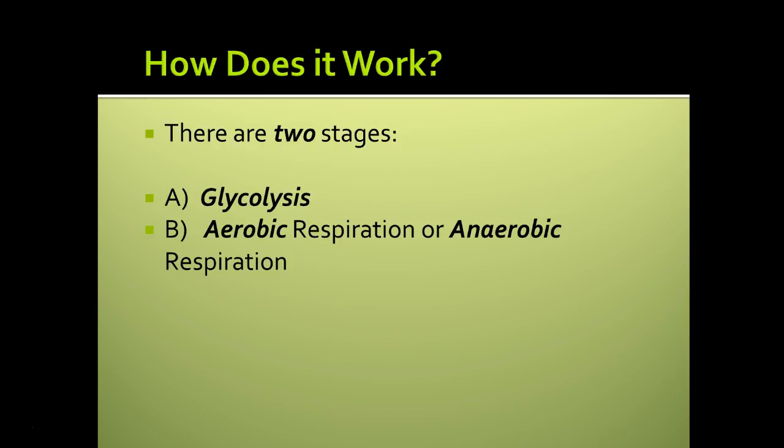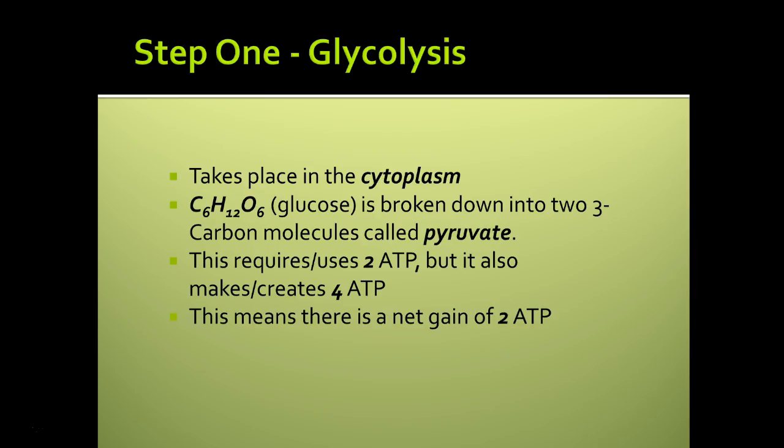So just like photosynthesis had different parts, so does cellular respiration. You want to think of cellular respiration starting with glycolysis, and then it moves into what's called aerobic respiration, which actually has two parts as well, or anaerobic respiration. So we'll start with glycolysis.